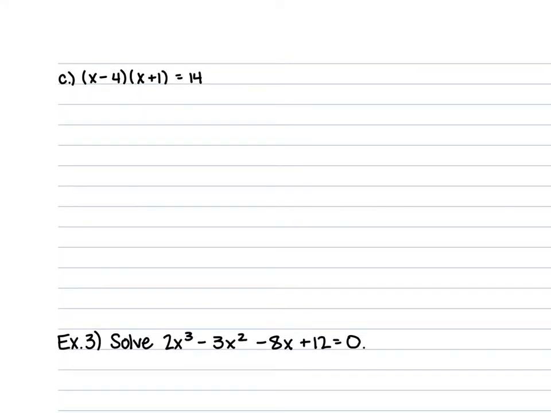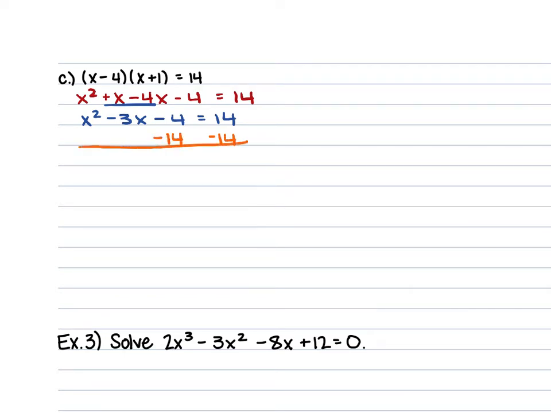So we're going to multiply the left side here. So x times x is x squared. X times 1 is just positive x. Negative 4 times x is negative 4x. And negative 4 times 1 is negative 4. Now this is equal to the 14, so don't forget about that. We're going to combine like terms here, so this gives us x squared minus 3x minus 4 is equal to 14. I want this equal to 0, so that 14 has to move over to the other side, so we're going to subtract it from each side. This gives us x squared minus 3x minus 18 is equal to 0.